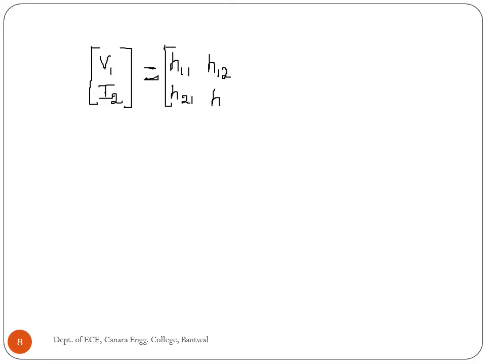H parameters: V1, I2 is equal to H11, H12, H21 and H22, and I1, V2.